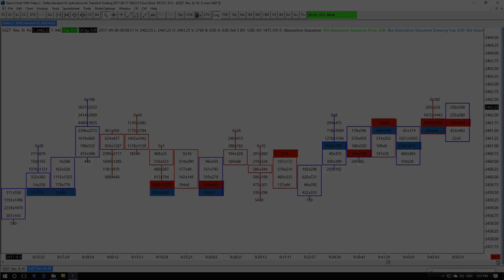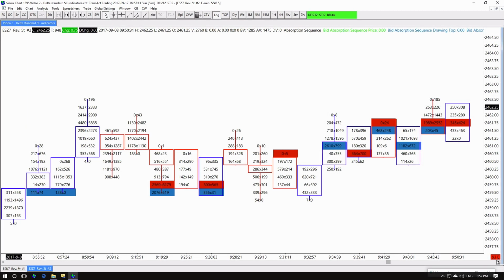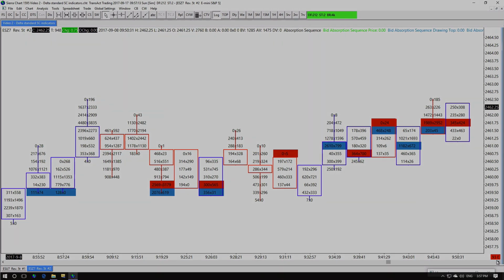As we compare Sierra Chart's standard maximum and minimum delta highlighting to the Absorption Sequence and Absorption at Extreme indicators, you can start to see how the Emoji indicators bring what's happening to life away from the rest of the noise that's occurring within the market, so that you can make better informed trading decisions.